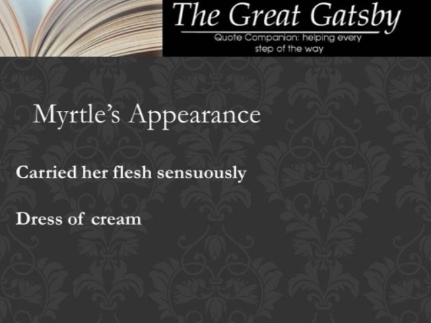Myrtle's appearance is obviously the exact opposite. She carries her flesh sensuously, so while Daisy's pure and innocent and lacking in desire, sensuously suggests Tom just uses her for sex. Flesh as well makes it seem that she's not a real woman, she's only there for the one purpose, and that is for Tom's affair. She also dresses in cream. Now this is colour symbolism again. It's showing that she's trying to impersonate Daisy, she's trying to wear white, but she's not quite pure enough. She's an off-white colour, and you can read a lot into that as well.